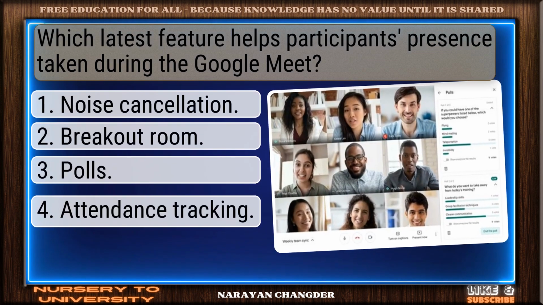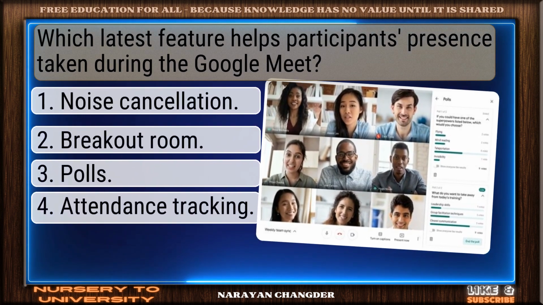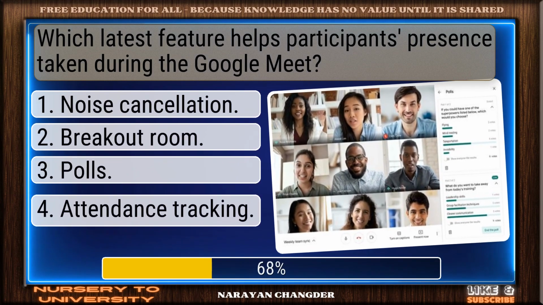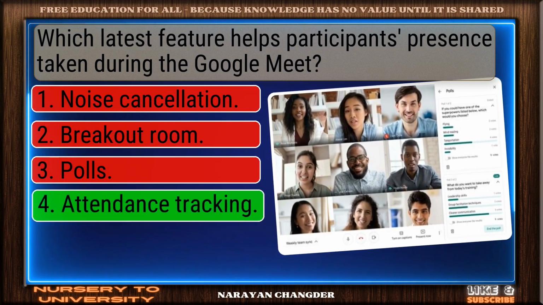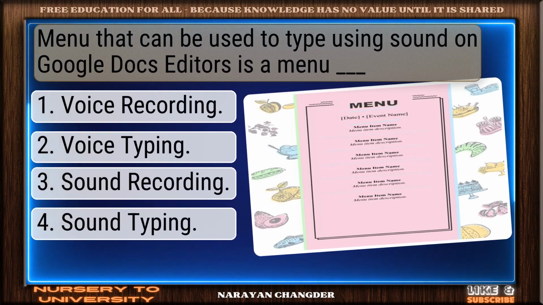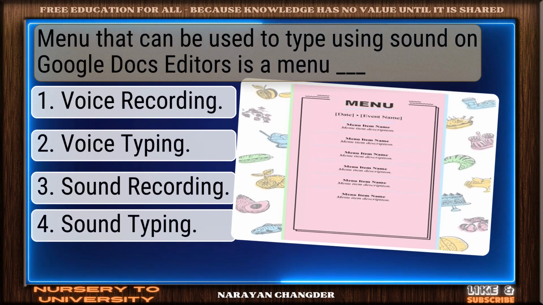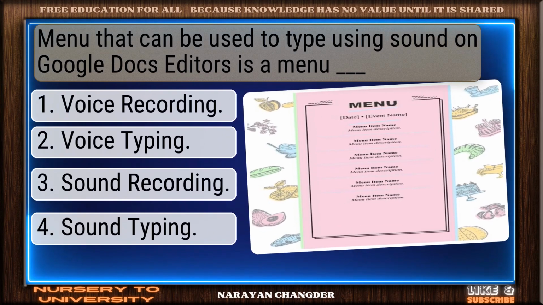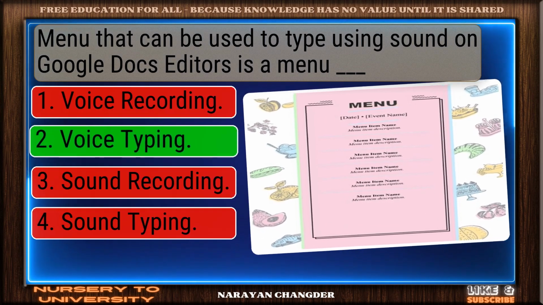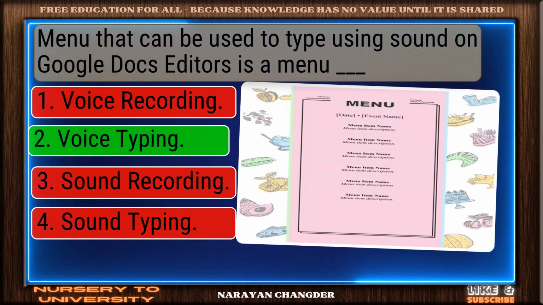Which latest feature helps participants' presence be taken during the Google Meet? You chose attendance tracking, and it is correct. Menu that can be used to type using sound on Google Docs editors is a menu Dash. Good job. Voice typing works well here.